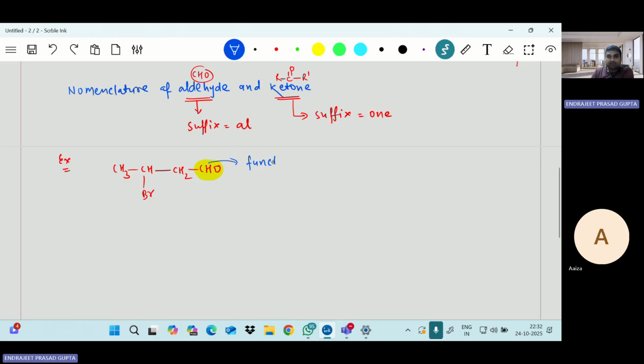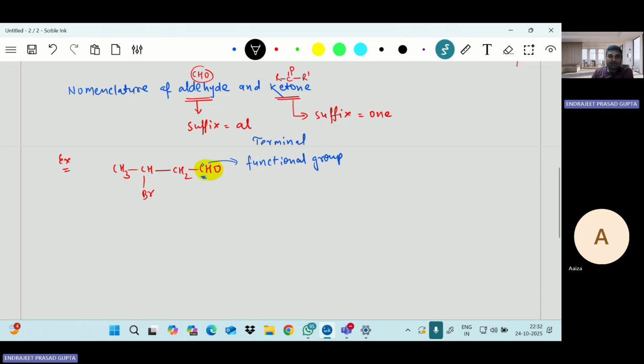The functional group is the atom or group of atoms which decide the chemical property of the compound. And if the functional group itself has the carbon, it is called a terminal functional group. This is a terminal functional group because the carbon of aldehyde is itself involved in the carbon chain.